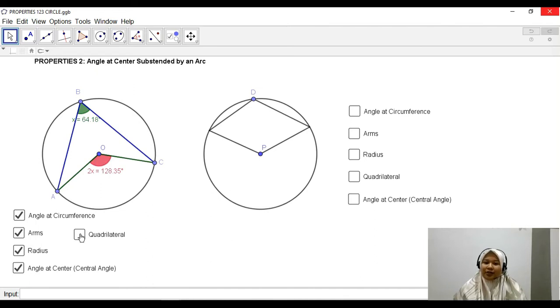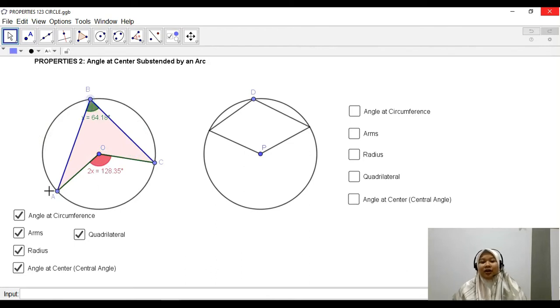Now, can you spot a quadrilateral here? Yes, we have a quadrilateral. So the angle at the center must be outside the quadrilateral. If you move the point B anywhere you want, the angle are still the same. This is because the arms and the radius are connected on the same point. Okay, if we move A or C, then the angle will be a bit bigger, but the calculation is still the same. The angle at the circumference will be x, and the angle at the center will be 2x.